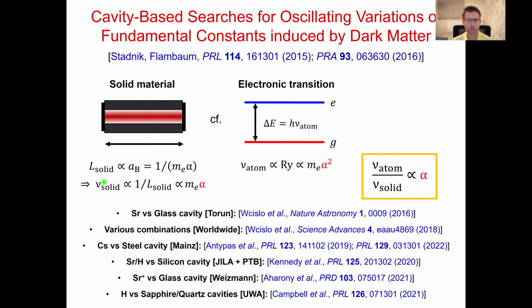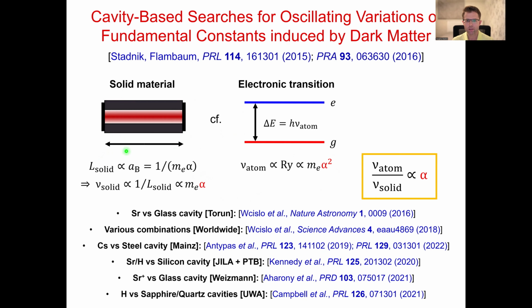So if we define a reference frequency based on the length of the solid material, we see that we'll be sensitive to a change in alpha and the electron mass, provided that the changes in these fundamental constants occur sufficiently slowly in order for the length of this object to be able to respond fully to the changes in the atomic length scale in this case.